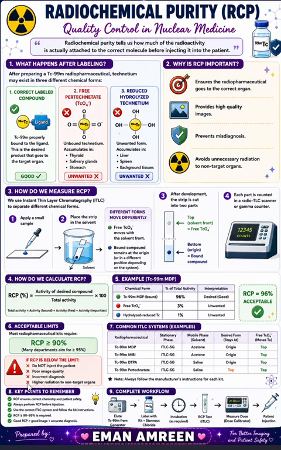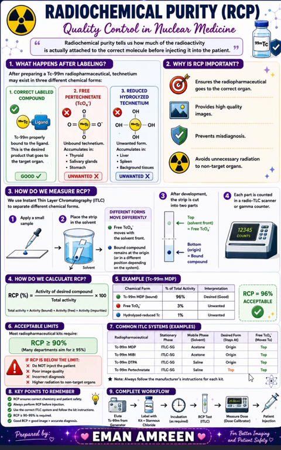For example, technetium-99m MDP. Of the total activity, 96 percent is the correct labeled compound, 3 percent is free pertechnetate, and 1 percent is reduced hydrolyzed technetium. So the radiochemical purity is 96 percent, which is acceptable.